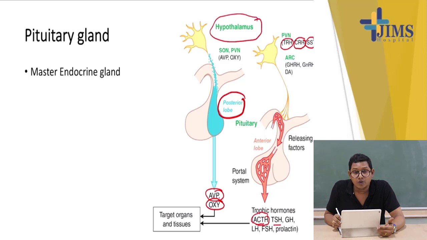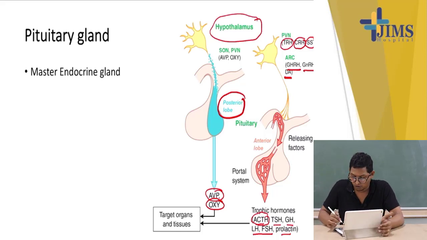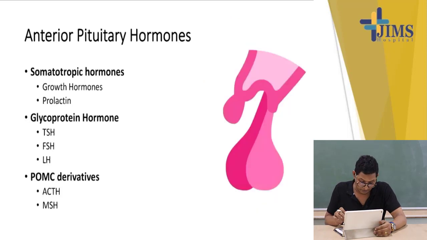The arcuate nucleus of the hypothalamus releases growth hormone releasing hormone that stimulates growth hormone release from the pituitary, gonadotropin releasing hormone which stimulates gonadotropin release from the pituitary, and dopamine which inhibits prolactin secretion from the pituitary. So we will discuss in detail all the hormones of the pituitary, mainly the anterior pituitary.